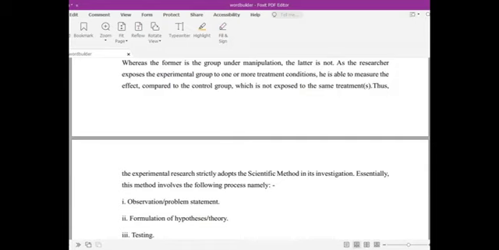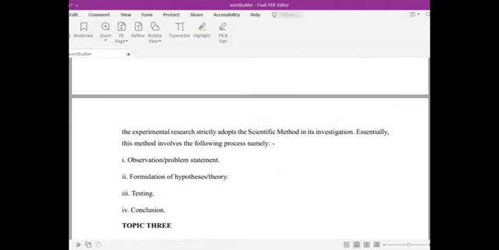Essentially, this method involves the following process. Namely, you have the observation or problem statement. Remember, on the first topic, we talked about stating your problem. Your research is on a field you at least know something about, and then you have to state your problem. You state it first before you begin to go for your collection of data and every other thing.